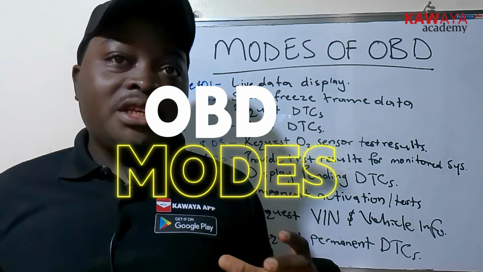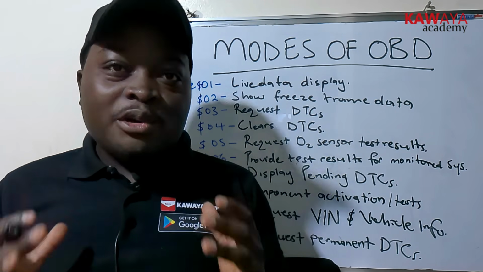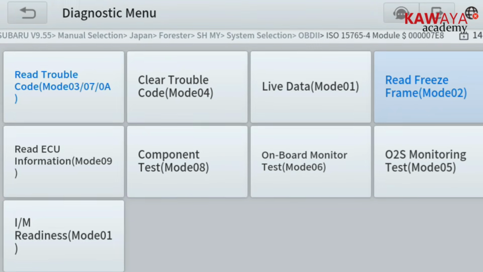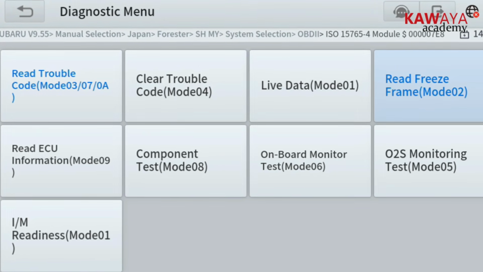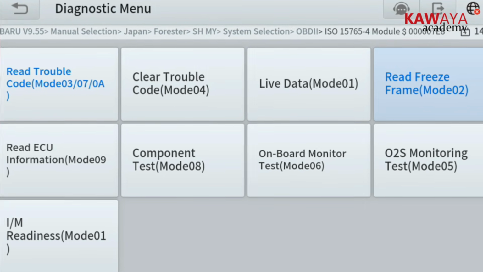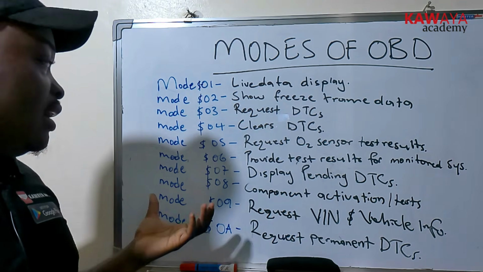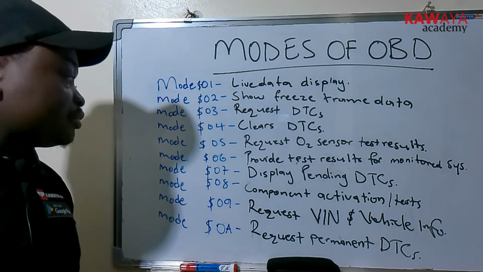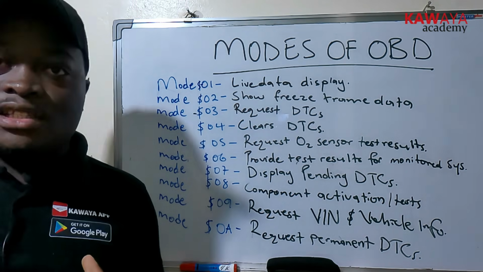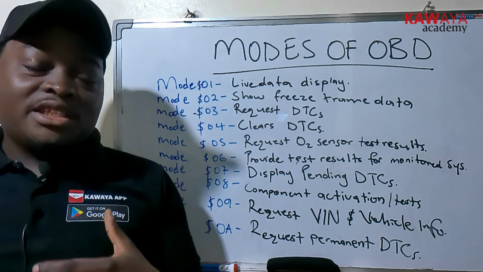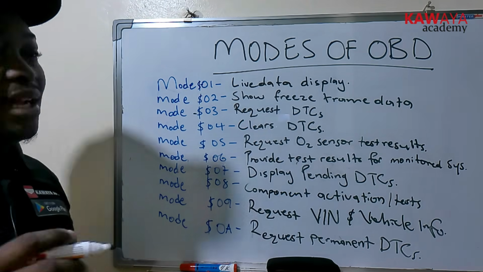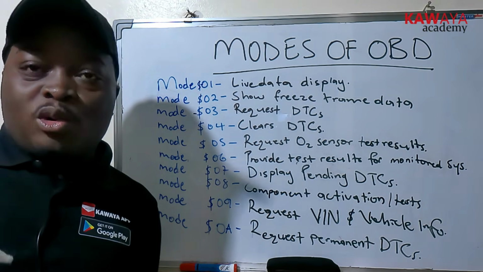Okay, let's look at OBD modes. In OBD, a mode is like a request that tells the ECU what kind of data we need using a scan tool. And the standard OBD modes are 10. You can see them here, and they are denoted by a $ sign here. If you ever see anything denoted by the $ sign, just know that you're dealing with hexadecimal numbering. And hexadecimal numbering is a numbering used by computer systems.